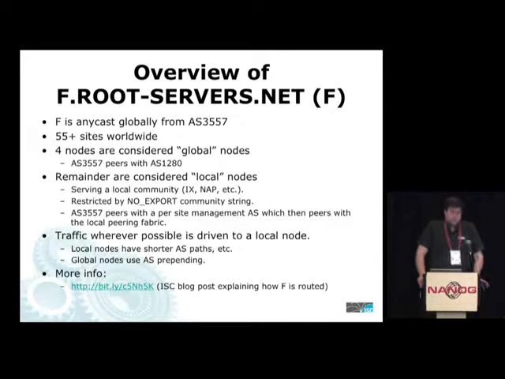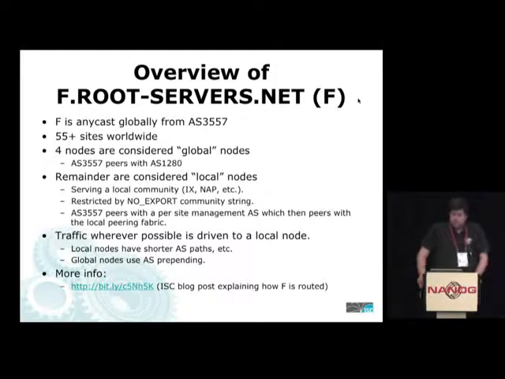The remainder of these nodes are considered local nodes. The concept of a local node is that we're serving a local community, whether it's an IX, a network access point, or if you're in a small country in, say, Africa, the major telco. We restrict the traffic via the no export BGP community string. And for each one of these local nodes, we have a per node specific management AS, which then peers with either the route server or peers directly with participants. So if you're looking at the route path, you're seeing AS3557, our management AS, and then the peer on that particular IX or NAP or a route server, as the case may be.